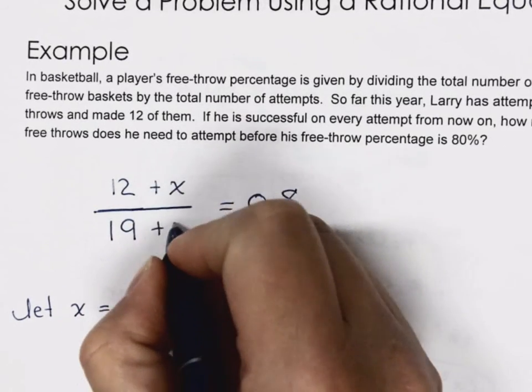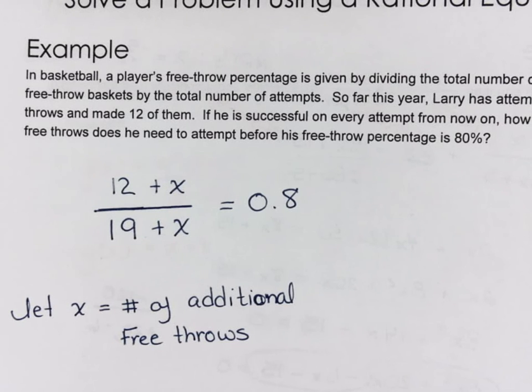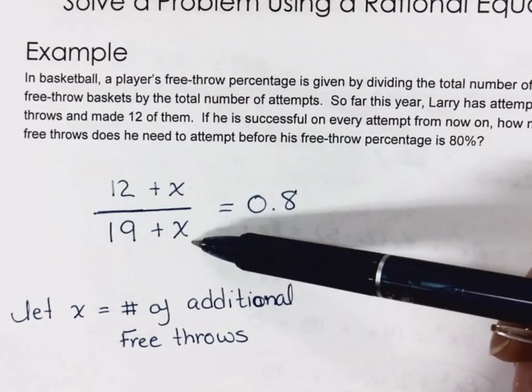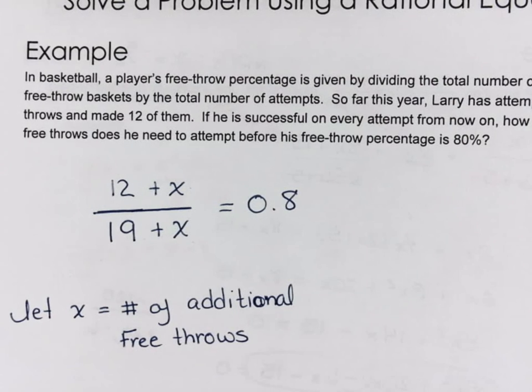Jacob's losing his mind because I'm going too slow. So Jacob said, knowing that if he does another free throw and is successful, it would be 13 over 20. So Jacob took the next leap. It's just going to be 12 plus X over 19 plus X, because whatever he makes, he's going to be successful on. So it has to add to top and bottom. It's equal to 0.8. Okay, go solve it.